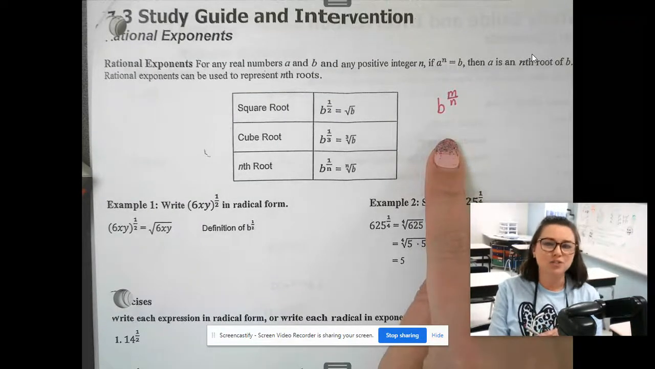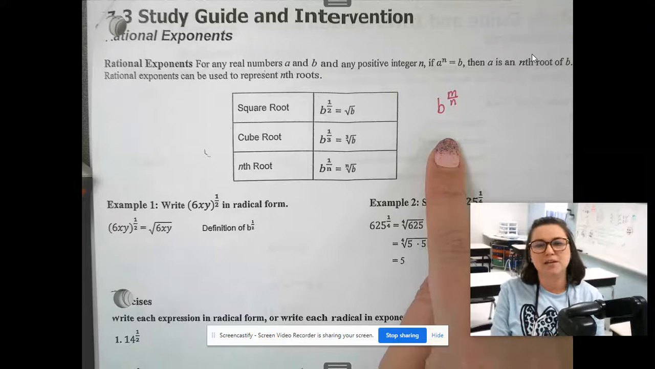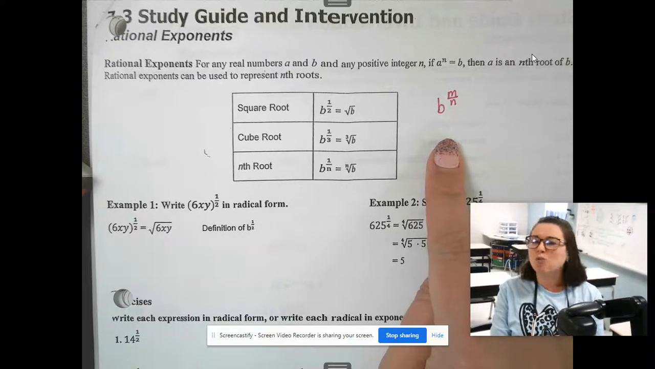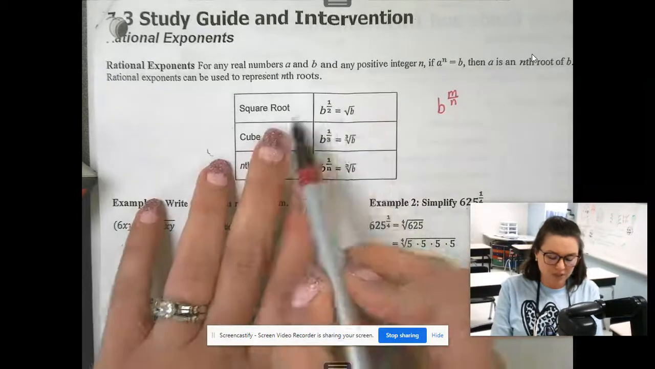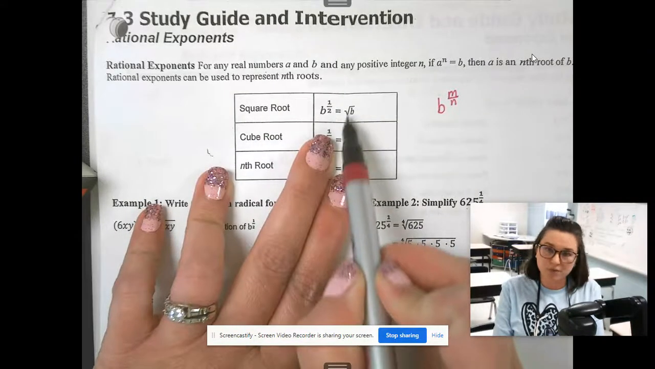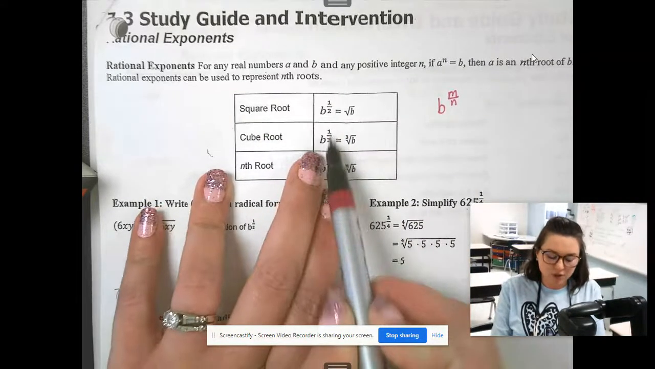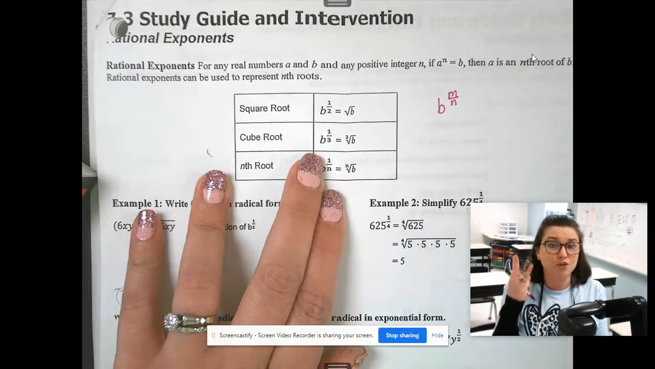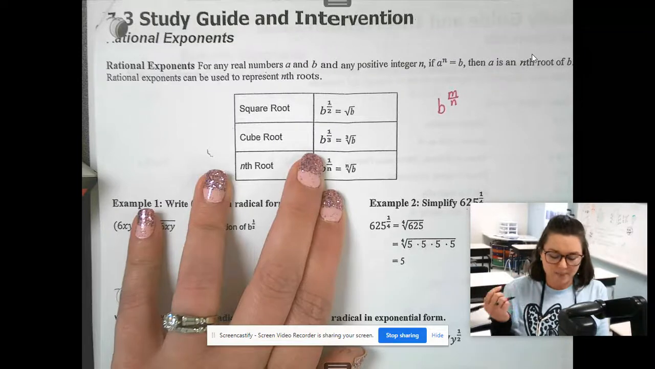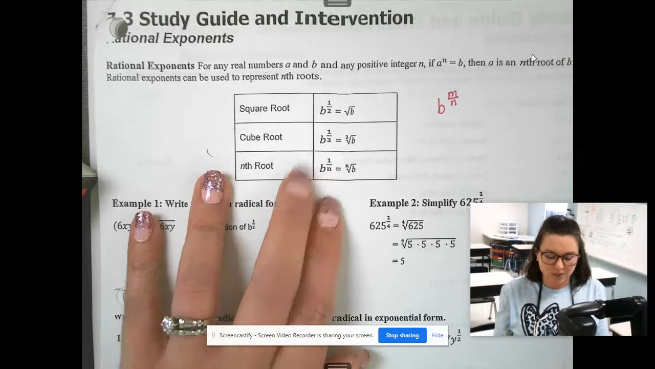But all rational exponents means is that the exponent can be a fraction. And so I want to show you, what does that mean? Well, as you can see over here, if something is to the 1/2 power, that's a square root. If something's to the 1/3 power, that's a cube root. Well, what is a cube root? That means what number times itself 3 times gives you that. And I'll show you an example there with it.